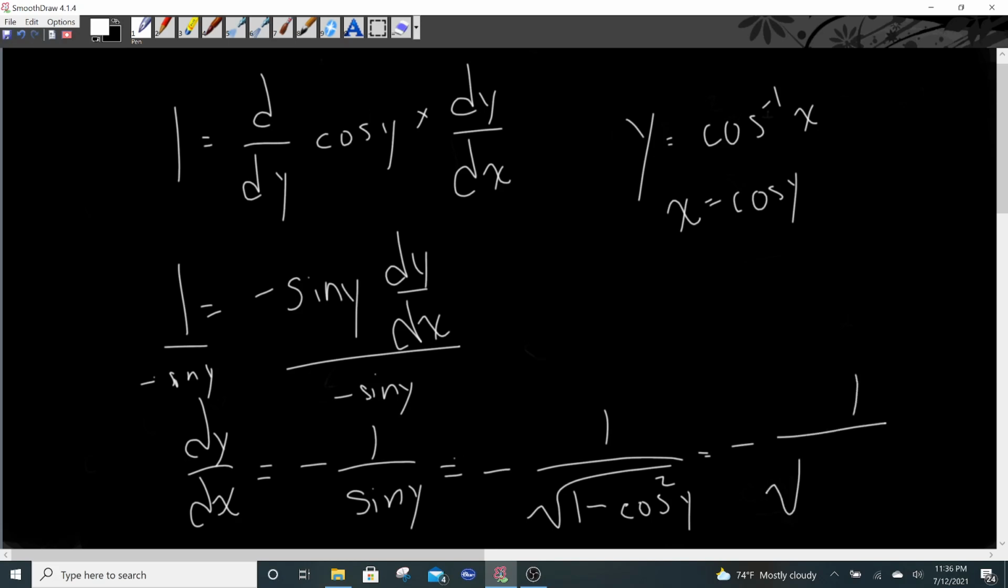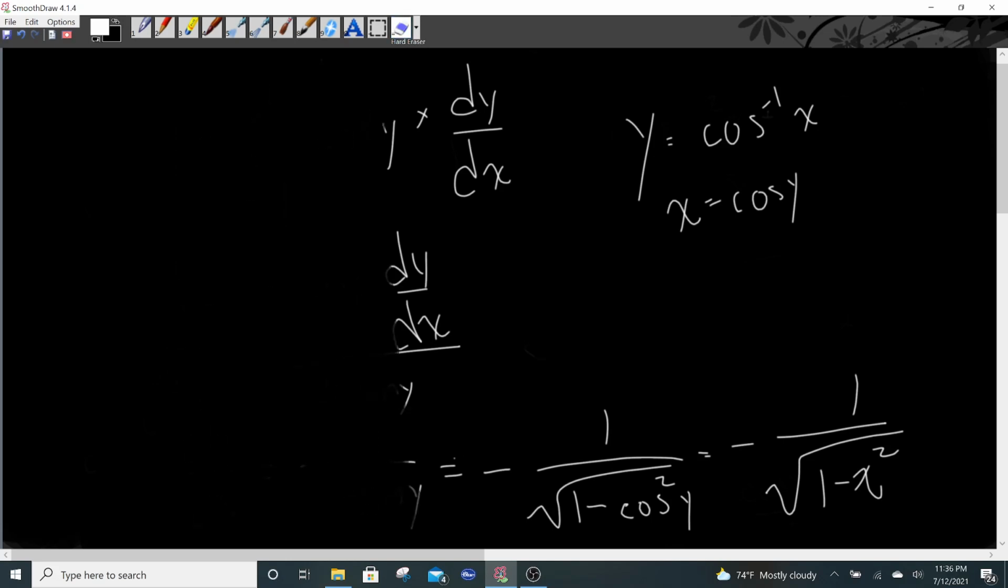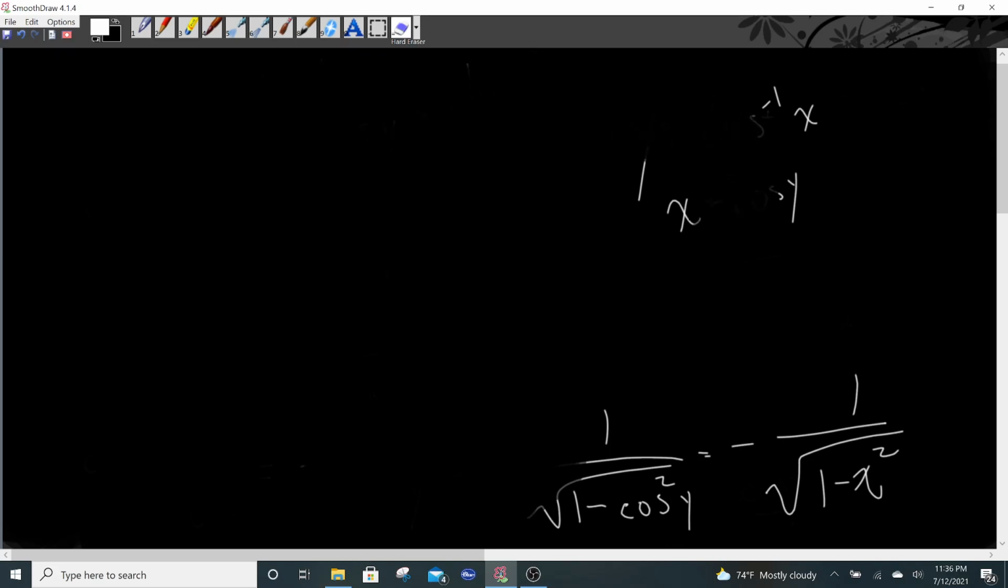So we're left with negative 1 over the square root of 1 minus x squared, which, if you remember, is just the negative of the derivative of arcsine, which is cool. I mean, all cofunctions, their derivatives are going to be negatives of one another. So, yeah, that's pretty cool, I guess.